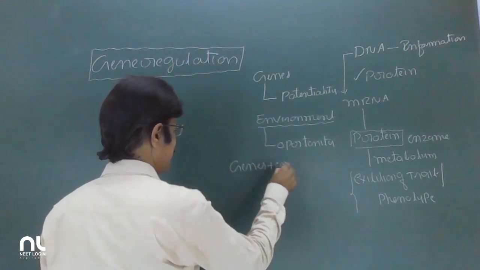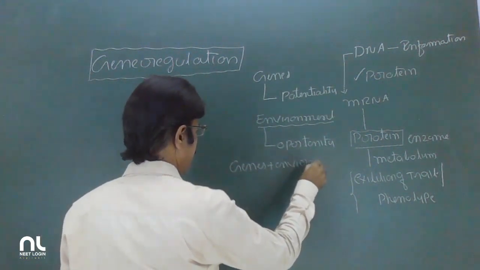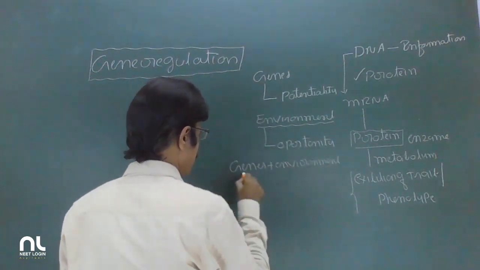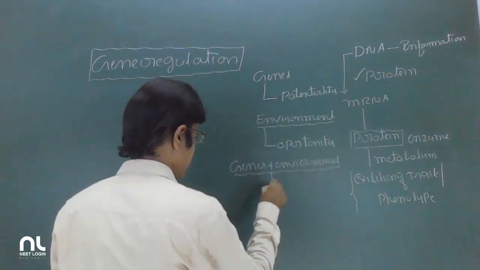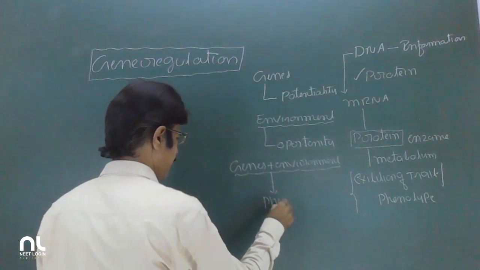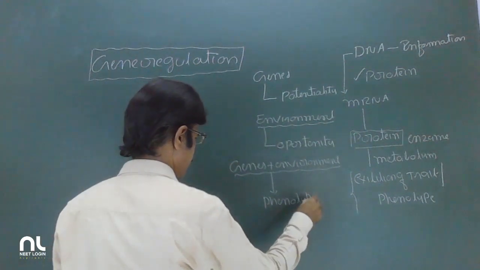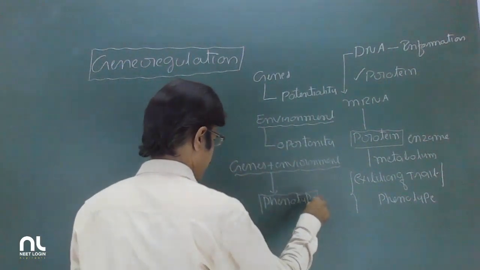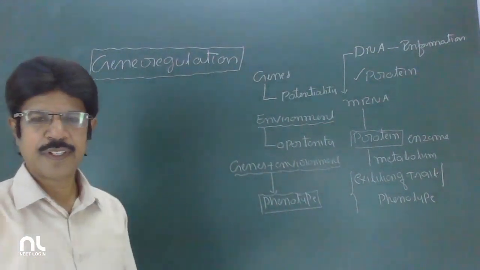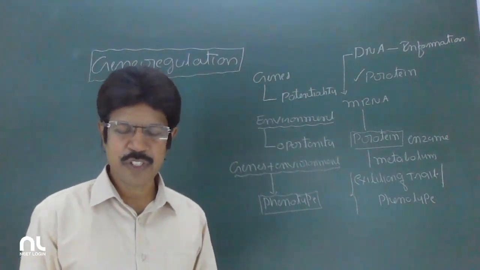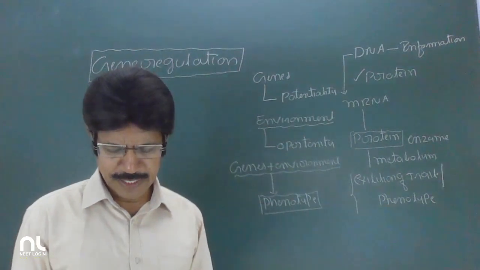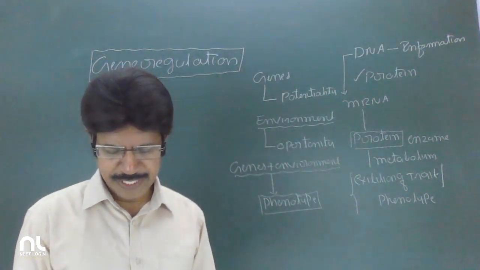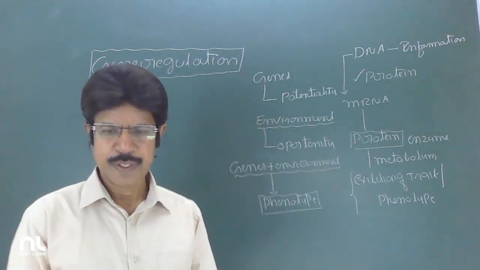So genes plus environment, exhibition of phenotype. So genes control the exhibition of the character by synthesizing the proper protein. Okay.